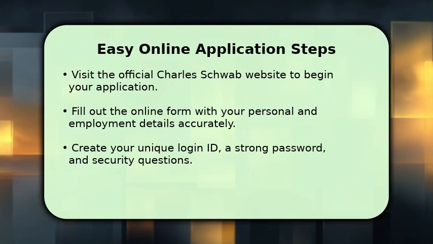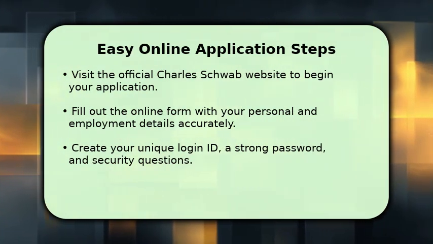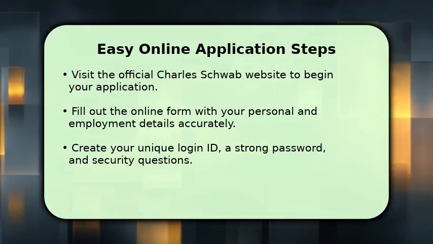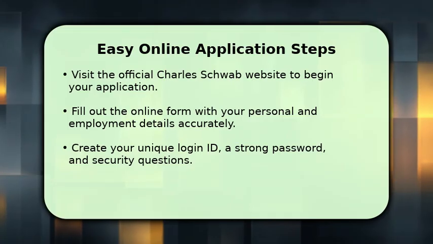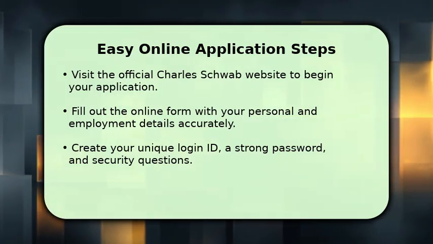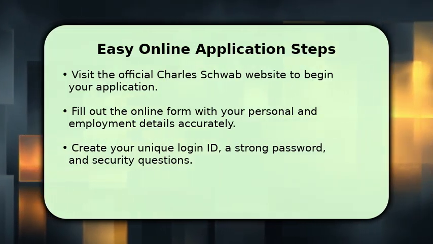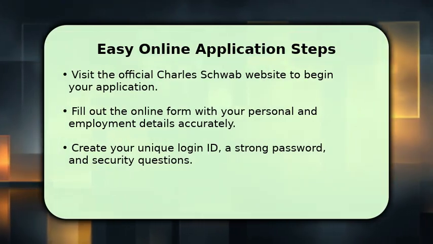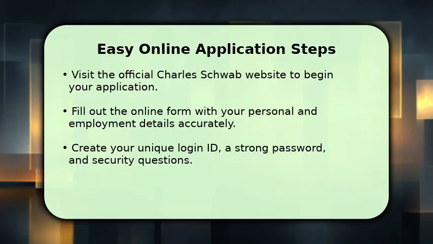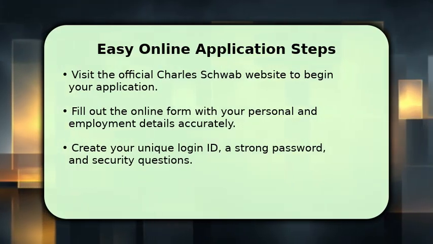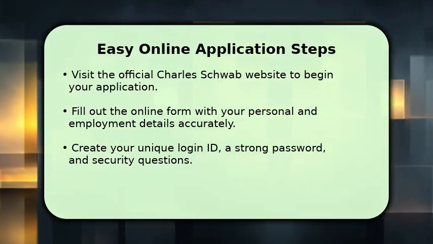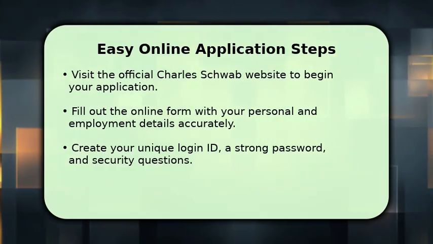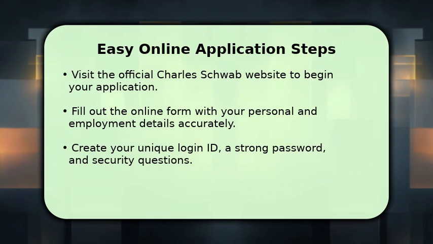The application process is straightforward and can be completed online in about 15 minutes. Start by visiting the official Charles Schwab website and clicking the Open an Account button. You will then fill out the online application with your personal information, including your address and employment details. Next, you will create your login credentials and set up security questions. Finally, you will verify your identity, often through a code sent to your mobile phone or email address.